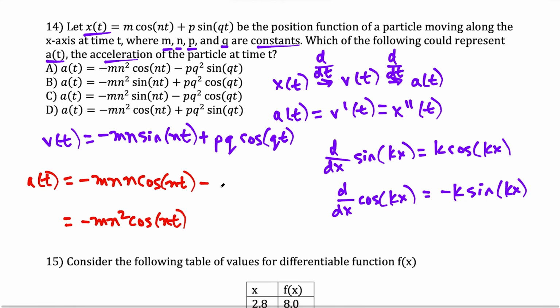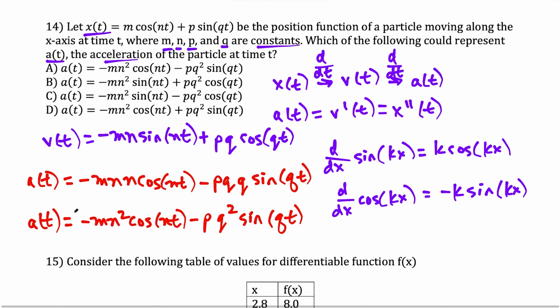And now for the next piece, we have plus pq times the derivative of cosine, which is minus sine. So I'm going to write a minus first. We have minus pq, and then we have sine of qt, and the derivative of the inside is q. So I'm going to put another q in front. So this simplifies to minus p times q squared sine of qt. So this is our acceleration function.